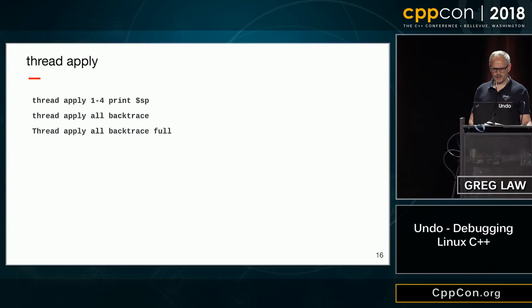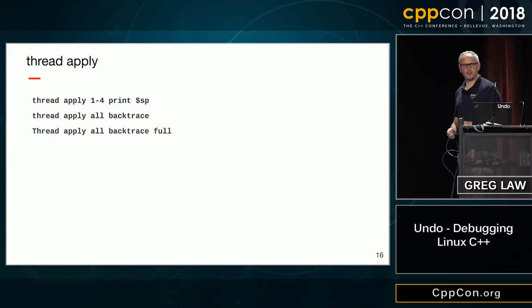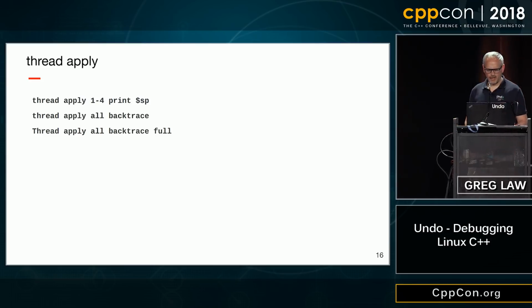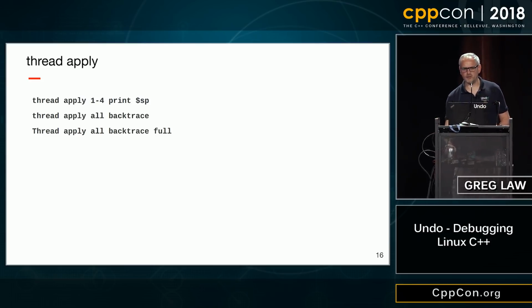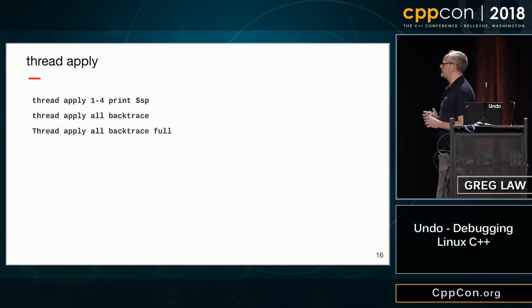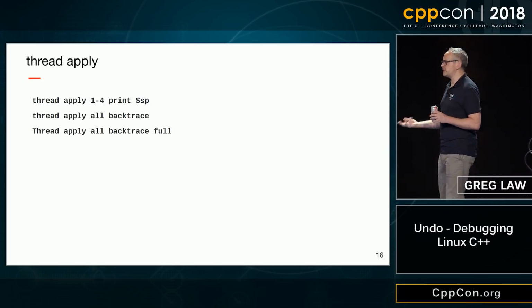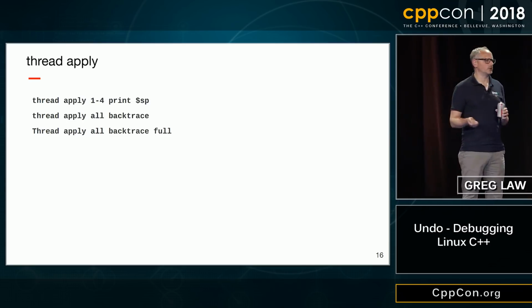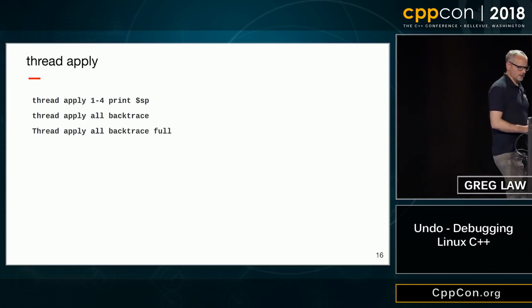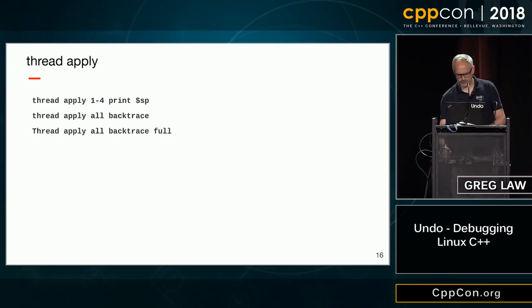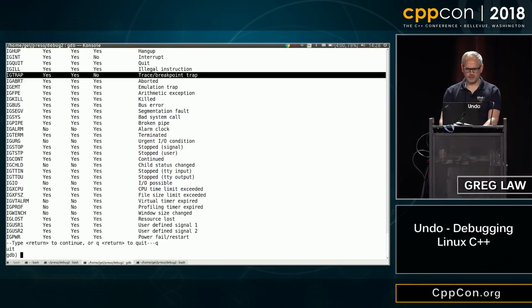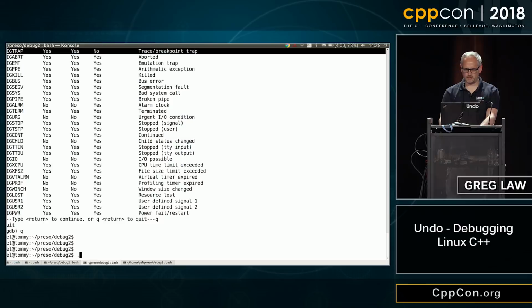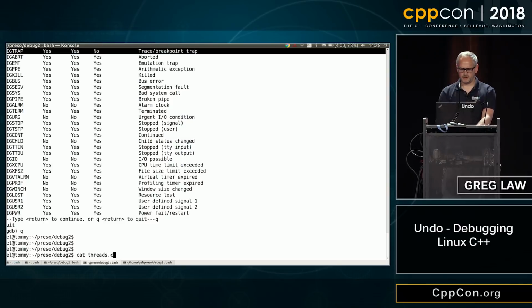So thread apply, I think, is another useful command, most commonly used with backtrace. Often, especially if someone else sends you an error report or some sort of bug report, you just want to say, thread apply all backtrace full. That's nice. Let me show you that. That will give you a backtrace of, I'm going to do a multi-threaded program now. So here's the one I made earlier.